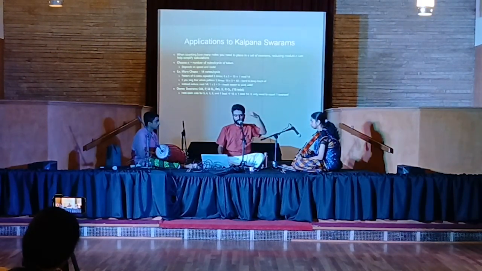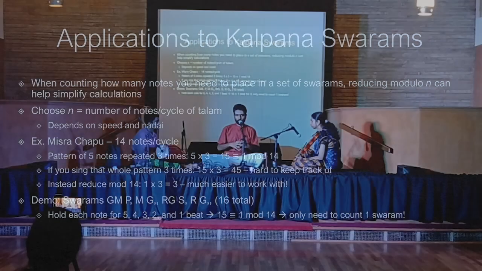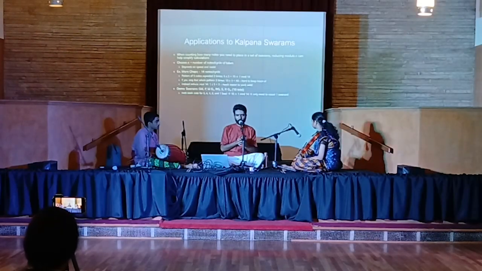If I want to sing that 3 times, then 15 times 3 is 45. That's way too many numbers. I can't keep track of 45. But 15 is 1, and 1 times 3 is 3. So now it's just 3. I have to keep track of 3 notes. Instead of having to keep track of 45, it's just 3. So you get a lot of reductions if you count in modular arithmetic this way.